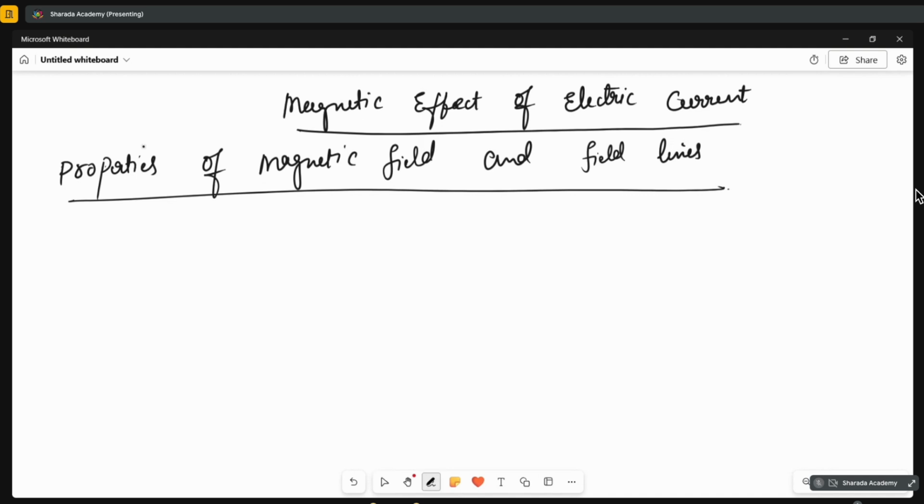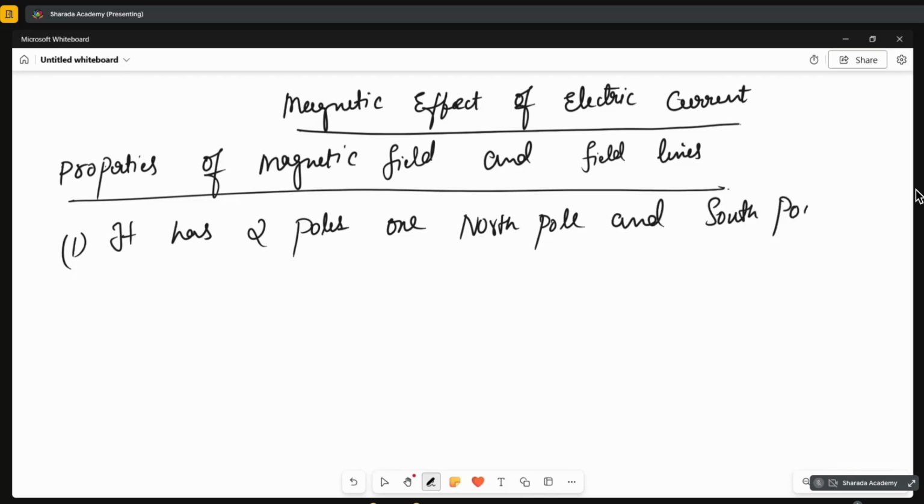What are the properties of magnetic field? What we have learned? It has two poles, right? One north pole and one south pole.